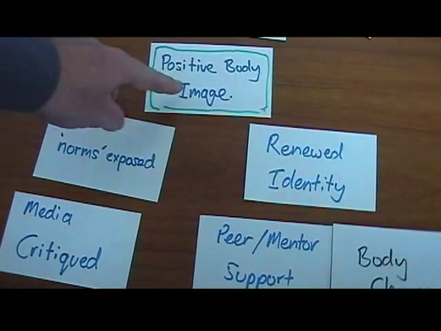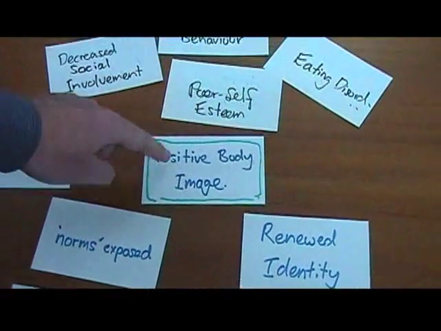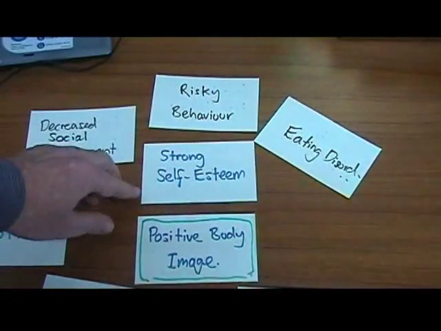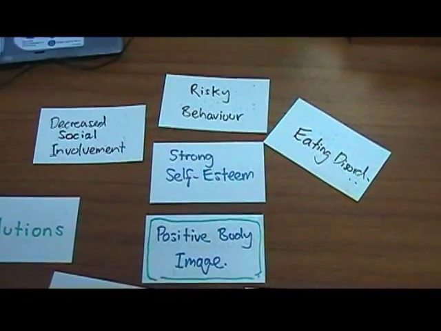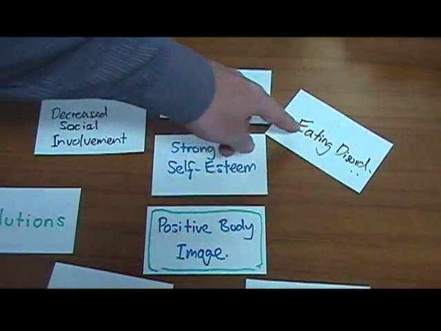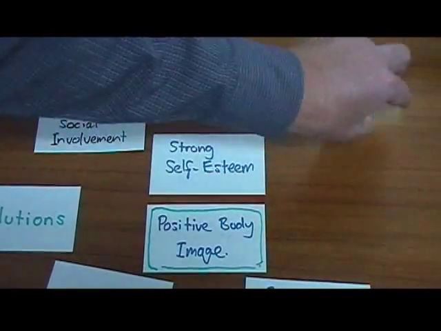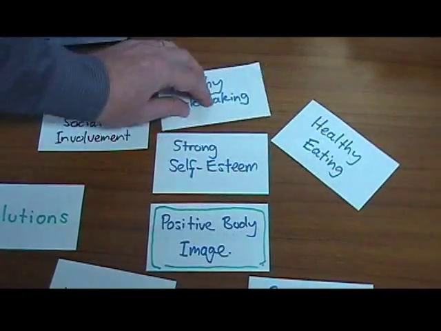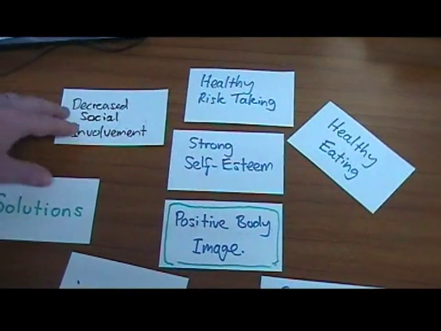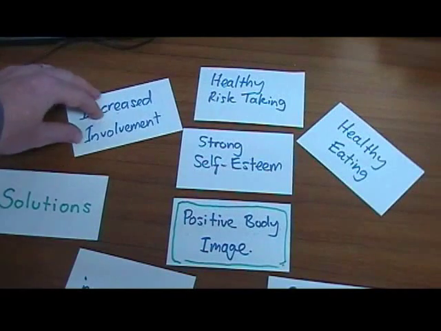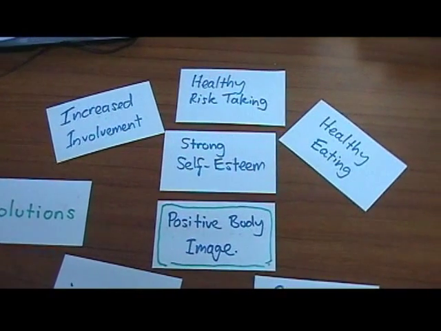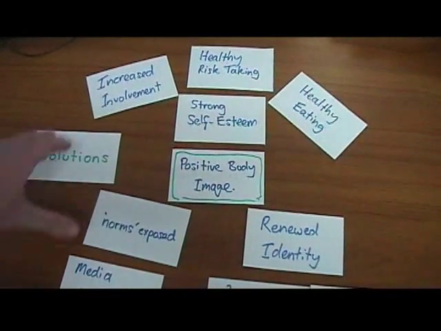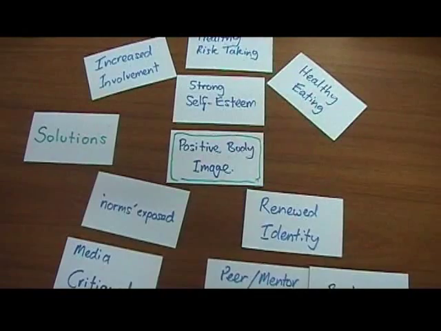Now let's look at what comes out of having a positive body image. Well, first of all, poor self-esteem. Well, hopefully we can reverse that to strong self-esteem. And out of a strong self-esteem, eating disorders can become healthy eating. Risky behaviour can become healthy risk-taking. And decreased social involvement can become increased involvement. So here we have what we call a solutions tree. We've turned a problems tree into a solutions tree.